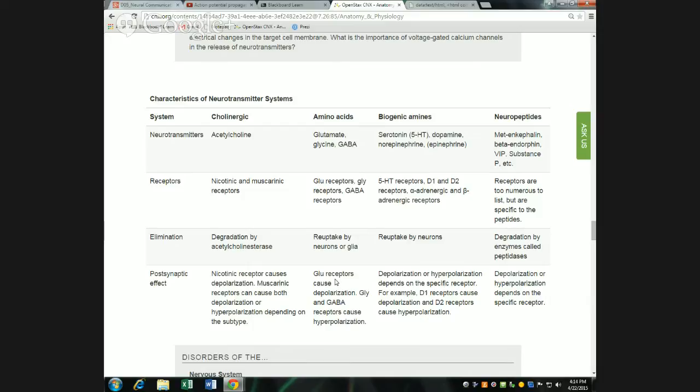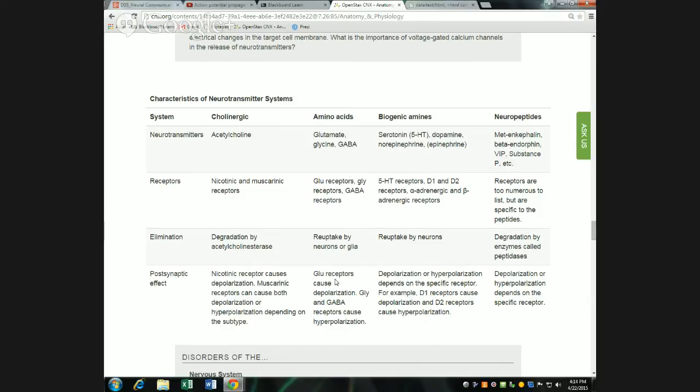What's important is the postsynaptic effect. The nicotinic receptor always causes depolarization, okay? Always causes excitatory postsynaptic potentials. And that's the acetylcholine receptor we've already looked at. That's the one that's an ion channel that when acetylcholine binds to it, it allows sodium to cross the membrane and therefore depolarize it. That's what we've been talking about.